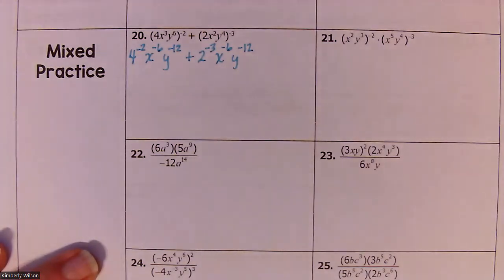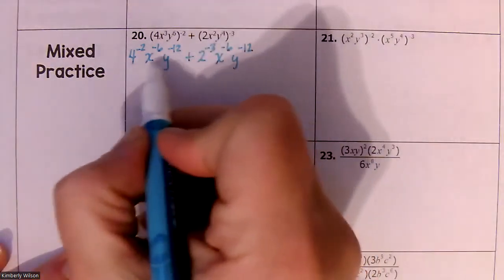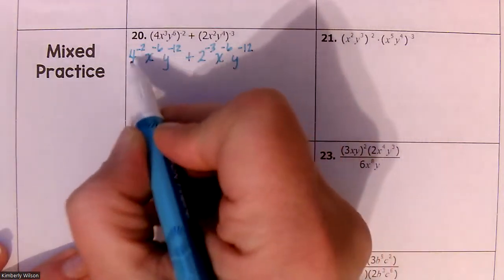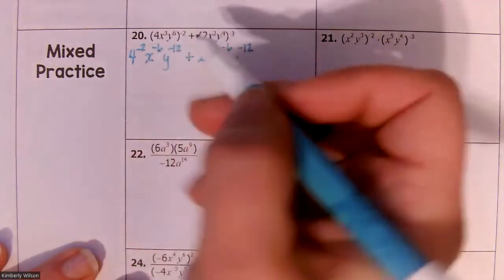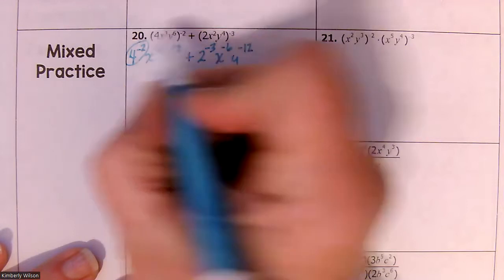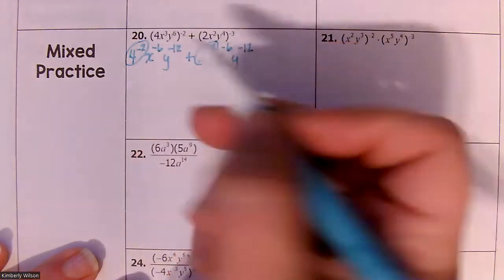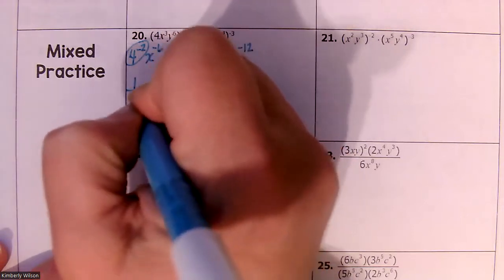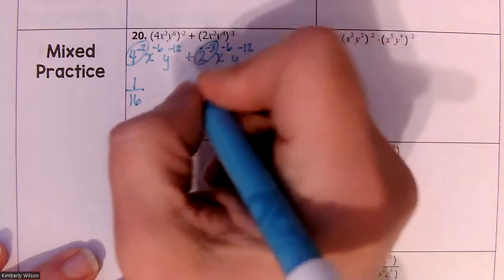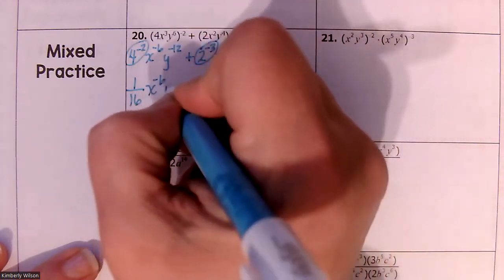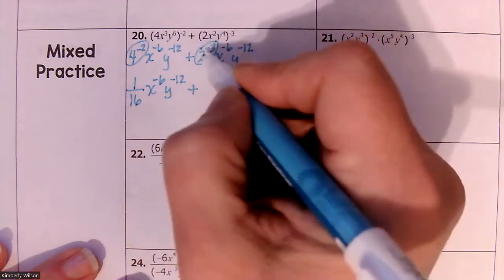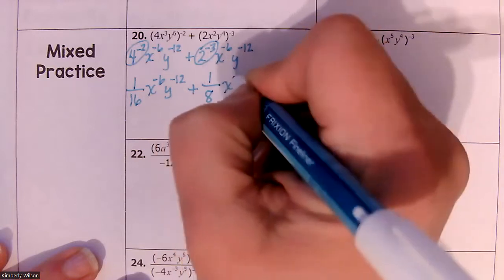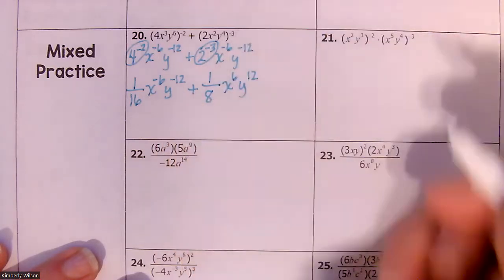Okay, well, that means these have the same exponent scenario. They're just negative, so I can just combine these once I figure out what these simplify to. Okay, so 4 to the negative 2 is going to be 1 over 16, because that's 4 squared. x to the negative 6, y to the negative 12, plus this is 1 over 2 to the 3rd, which is 8, x to the 6th, y to the 12th.